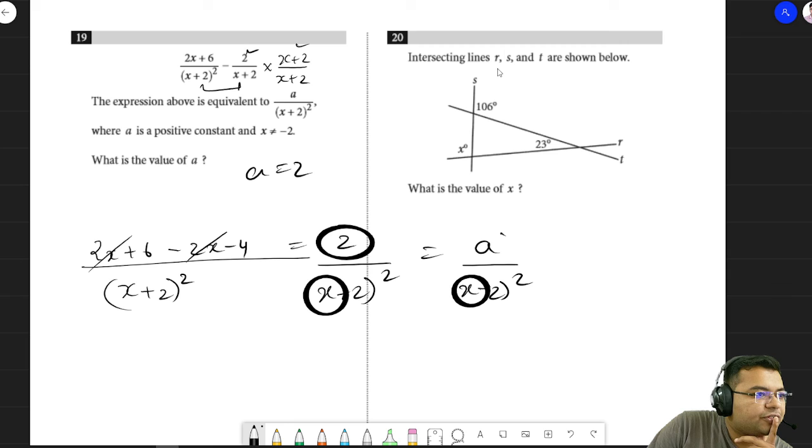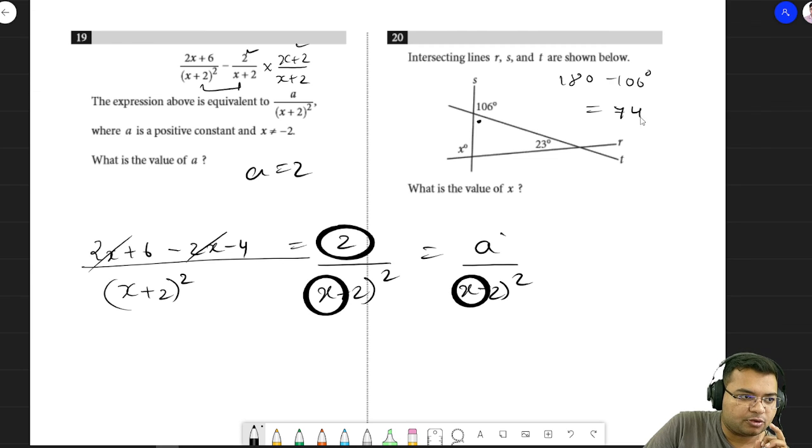Intersecting lines R, S and T are as shown below. What is the value of x? It's a very simple question. Okay. So 106 is there. So we are able to see that this angle here and 106 are supplementary angles. If they are supplementary angles, that means their sum would be 180 degrees. So if one is 106 degrees, the other would be 180 minus 106 degrees. Okay. So it will be equals to 74 degrees. Okay, so this angle is 74 degrees.